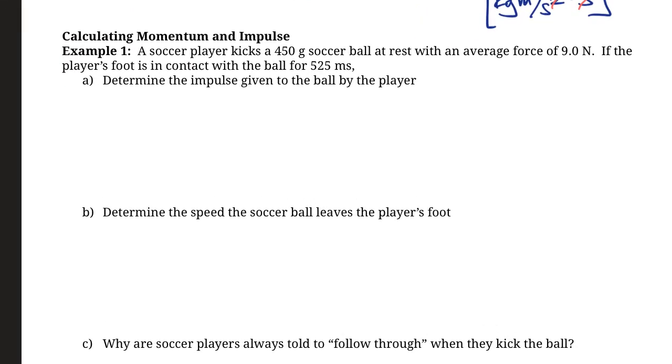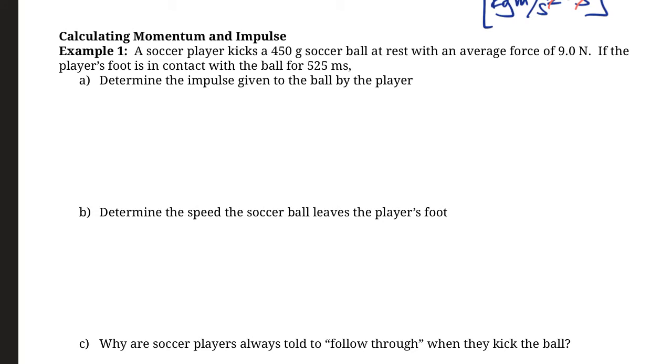Okay, so if the soccer player kicks a 450-gram soccer ball with a force of 9 newtons, determine the impulse. Well, we know the impulse is just the force times the time that you apply that force for. So in this case, it's just going to be 9 newtons, and in terms of direction, it's going to be forward, times the time, 525 milliseconds.